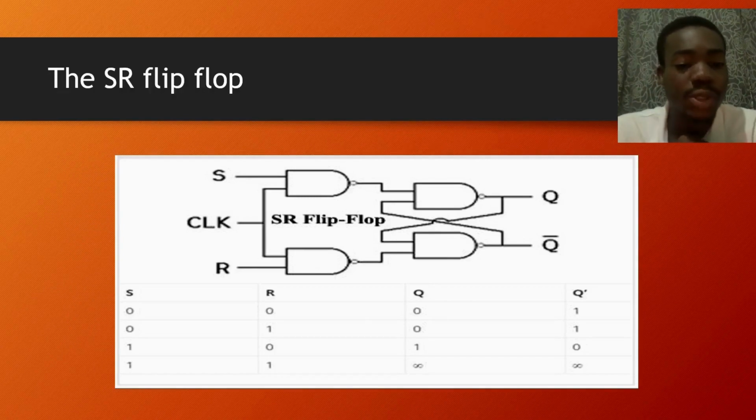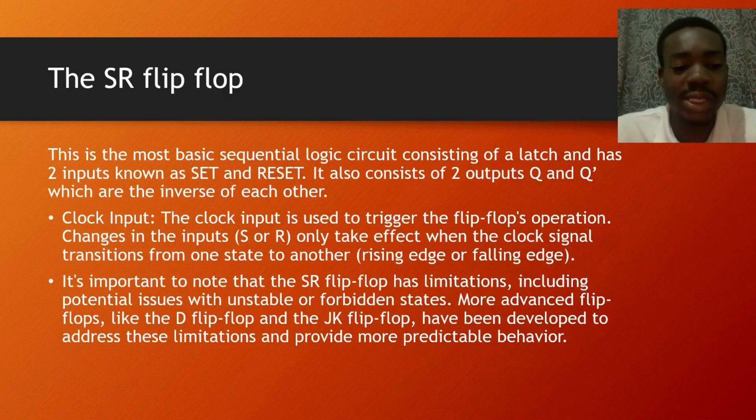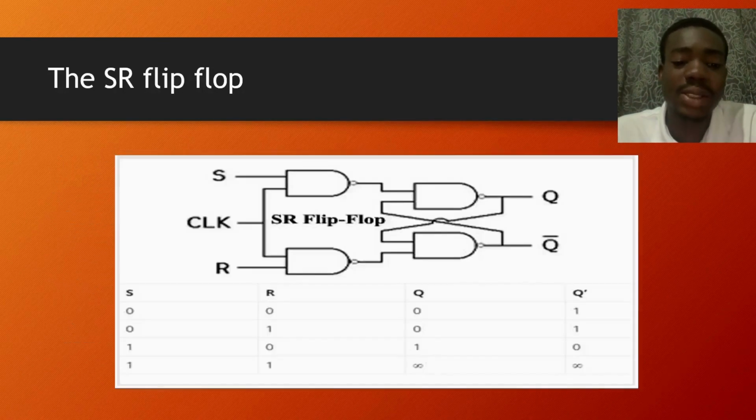And the clock input is used to trigger the flip-flop's operations. Changes in the inputs of S and R only take effect when the clock signal transitions from one state to another. So with the CLK, you see that's the clock input. It's used to trigger the operations of the S and R. It determines if the S is 0 or 1 or if the R is 0 or 1.